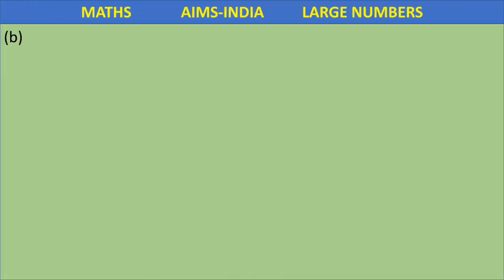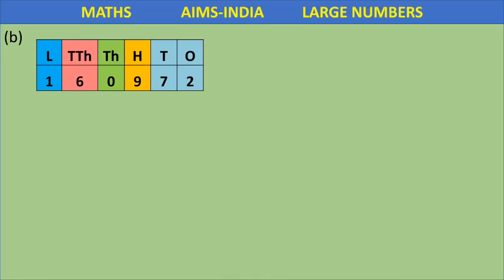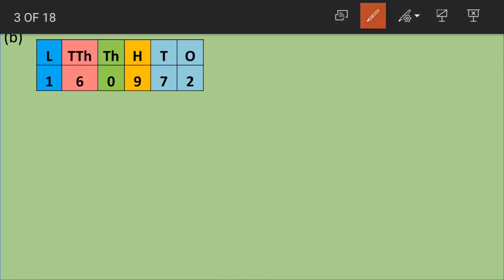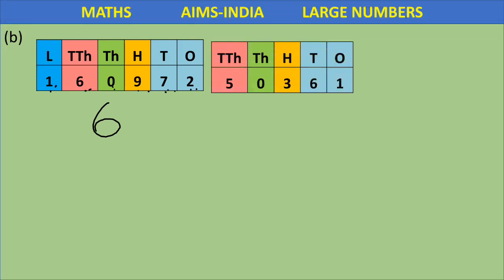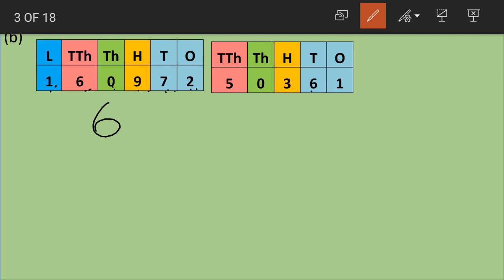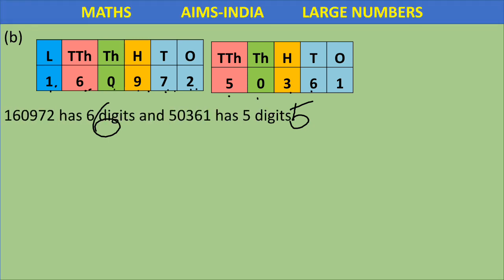Moving on, what will you do? Another example. First, look at this number here. How many digits does this number have? 1, 2, 3, 4, 5, 6. It has 6 digits. And how do we read this number? 1,60,972. Yes or no? Yes. Coming to the second number, it has how many digits? 1, 2, 3, 4, 5. It has 5 digits. And how do we read it? 50,361.